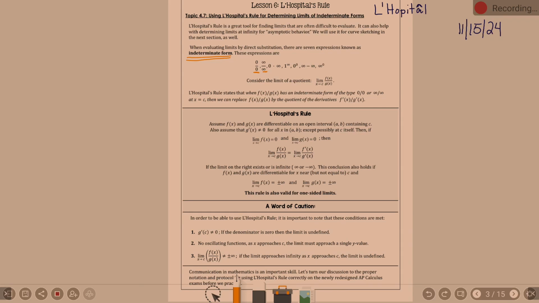The side note here, and this is important if you have L'Hopital's rule pop up in a free response problem: in all honesty, most of the time you're going to see them in multiple choice, and they don't grade your work for multiple choice. But communication in mathematics is an important skill. So proper notation and protocol for using L'Hopital's rule correctly on the exams, we're going to keep that in mind, because you have to state certain specific things in order for it to count.